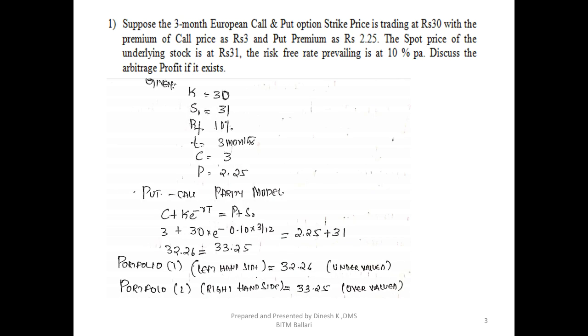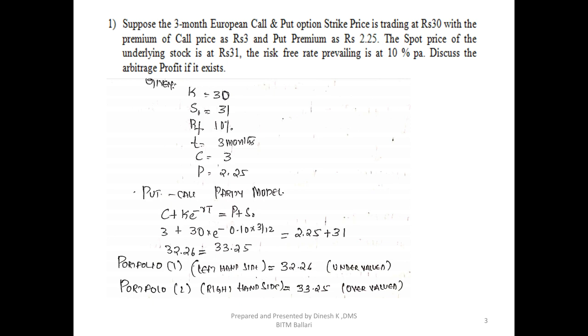Let's apply this put call parity and try to understand it. Okay, so here we have a question: 3 months European call and put options, strike price is trading at 30. The one condition we need to look at here is that the strike price of both the call and the put should remain the same. We should not have a different strike price. We need to have a similar strike price here, right? The strike price for the call and the put is 30, the time to expiry of the option is 3 months, the premium for the call is rupees 3 and the premium for the put is presently 2.25.